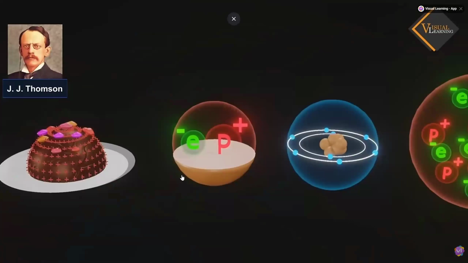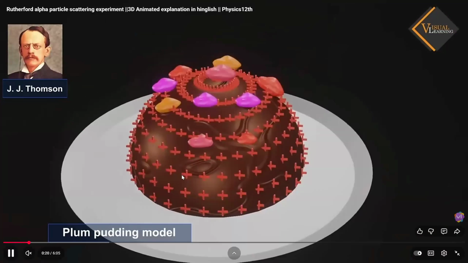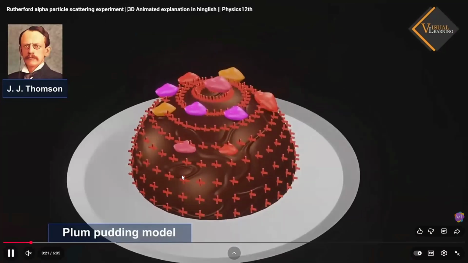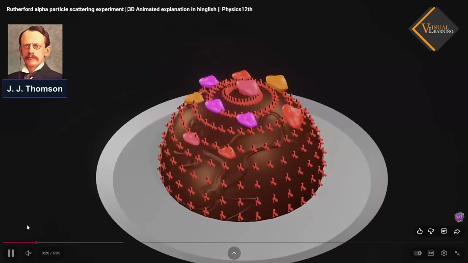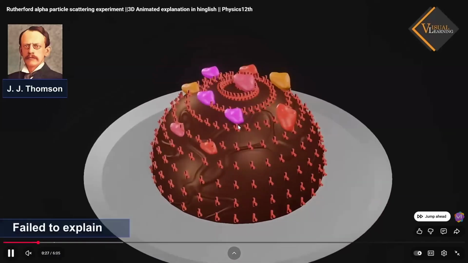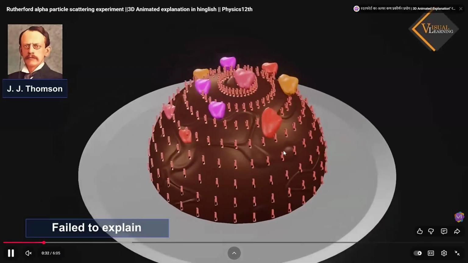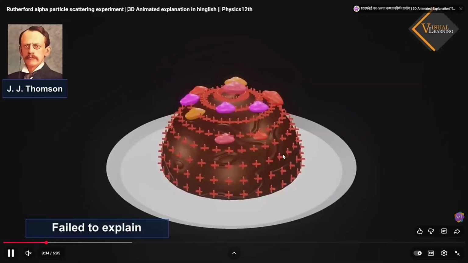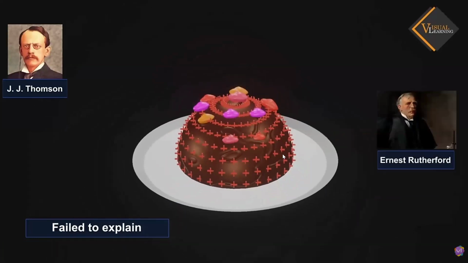So this is the atom. The first model was given by J. J. Thomson. What he said is that the whole atom is made up of a positively charged sphere, the brown part you can consider, and electrons are embedded inside it.